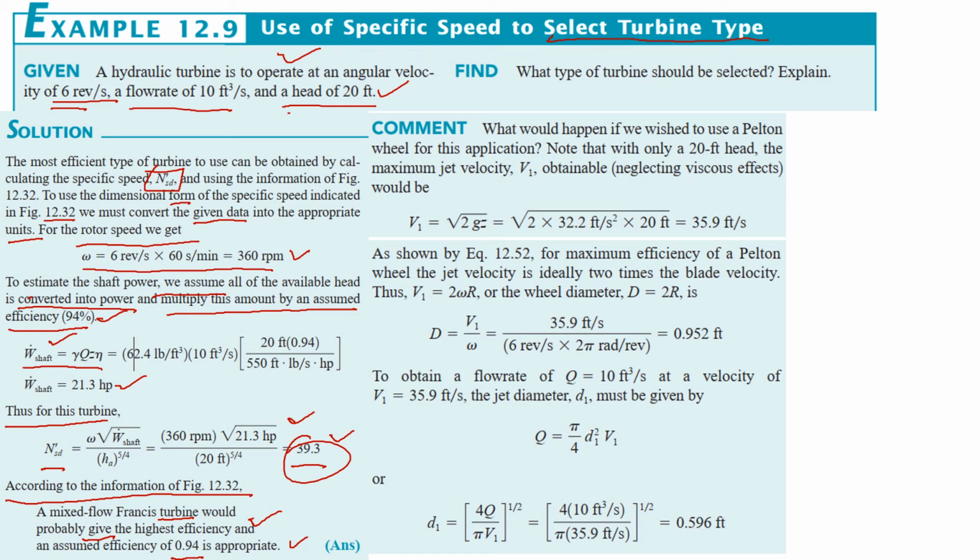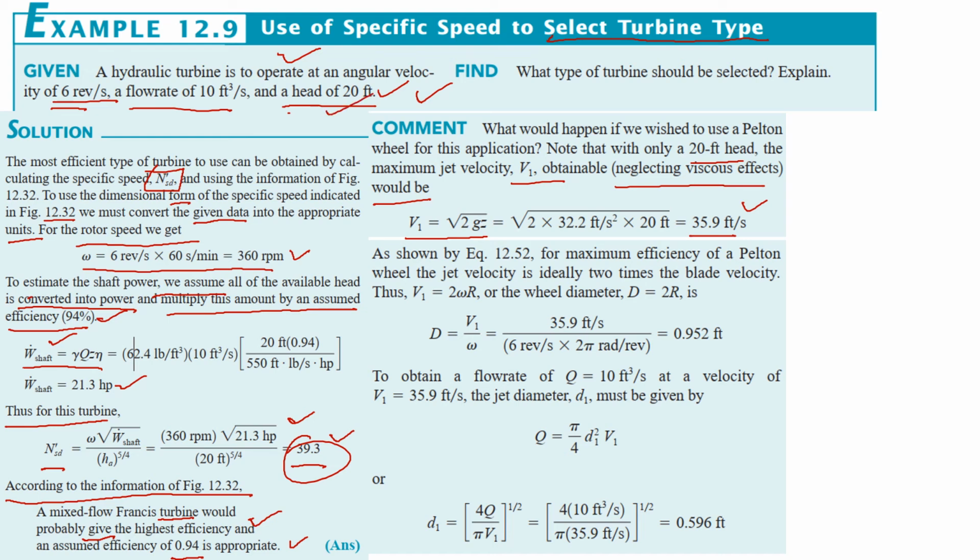So now let's have an argument, and let's say that we wish to select a Pelton wheel for this given scenario. How will the geometry of the Pelton wheel change, and will it be practical to actually use a Pelton wheel in this situation? Note that with only a 20-foot head, the maximum jet velocity V1 obtainable, neglecting the viscous effect, would be 35.9 foot per second for the given conditions.